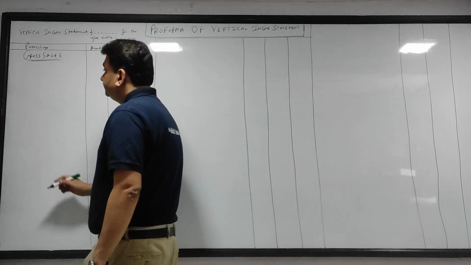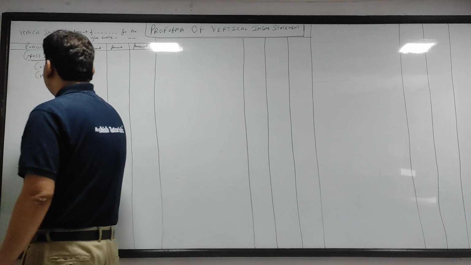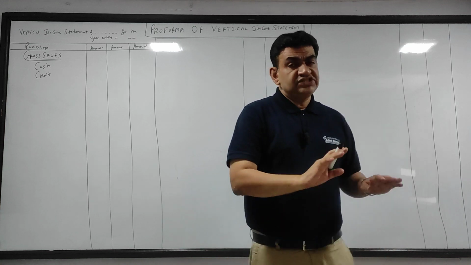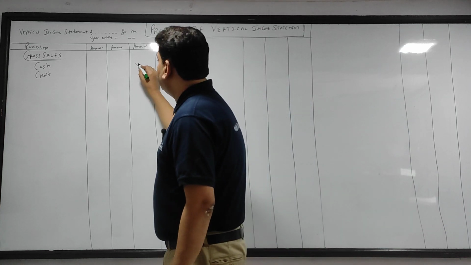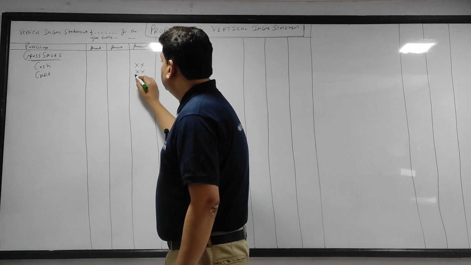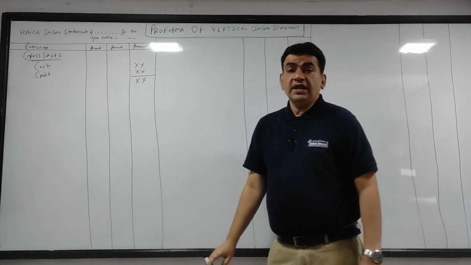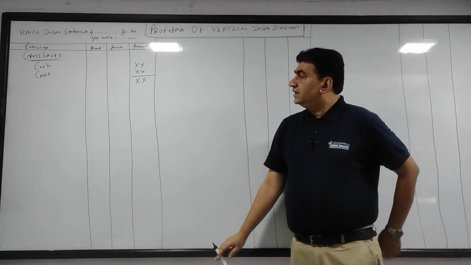So what you will do? Below gross sales, cash, next line, credit. Cash, credit sales, straight away put it in the third column. Whatever is the amount, you will put it and take its total. Gross sales, cash, credit, right?